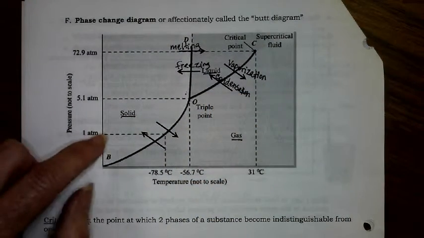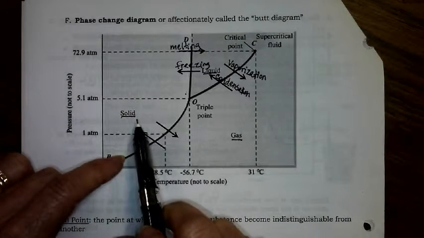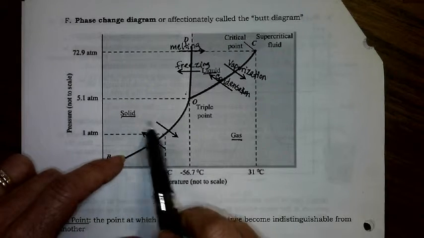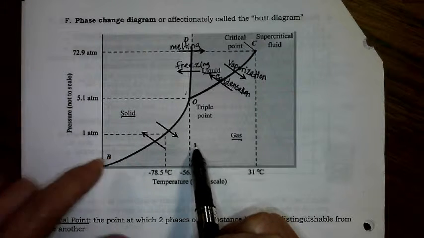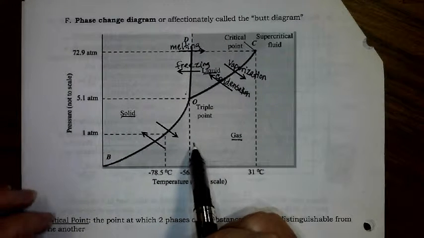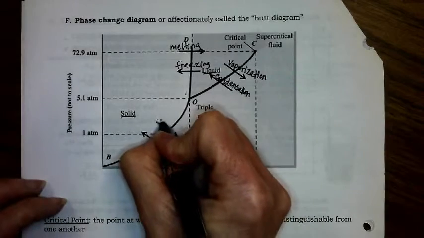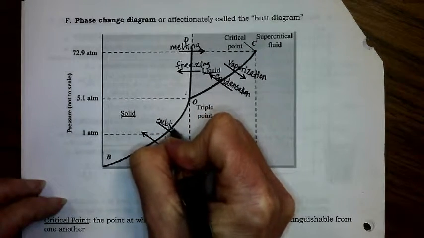And let's look down here. So if we had a solid substance and it went straight to the gas phase, like what happens with CO2 when we take it out, the dry ice, this would be called sublimation.